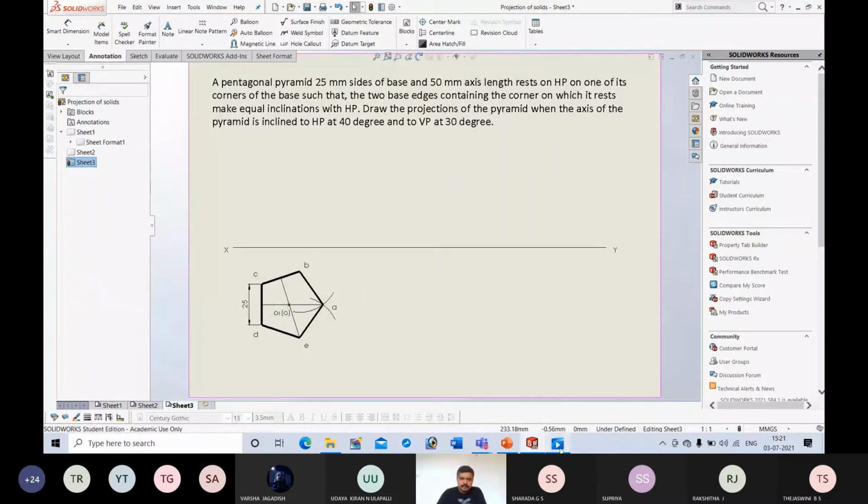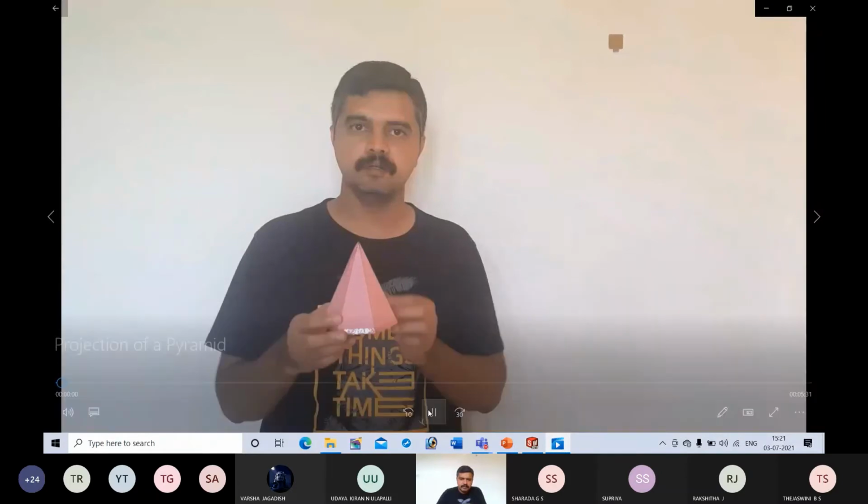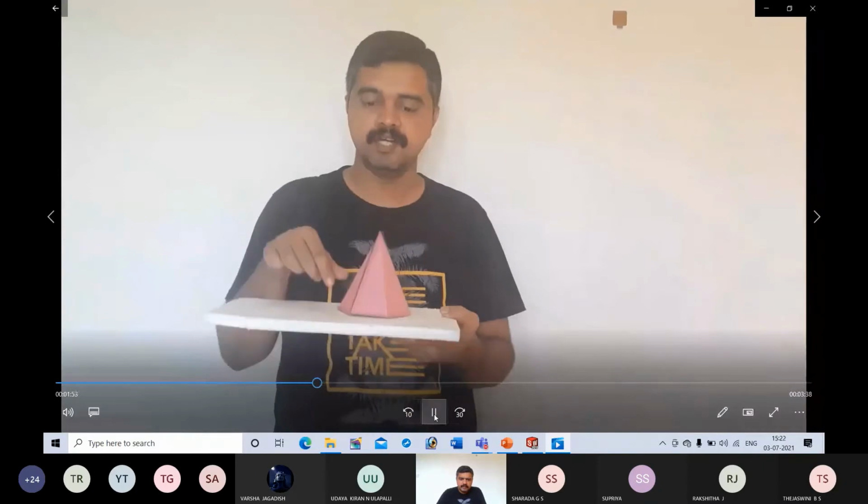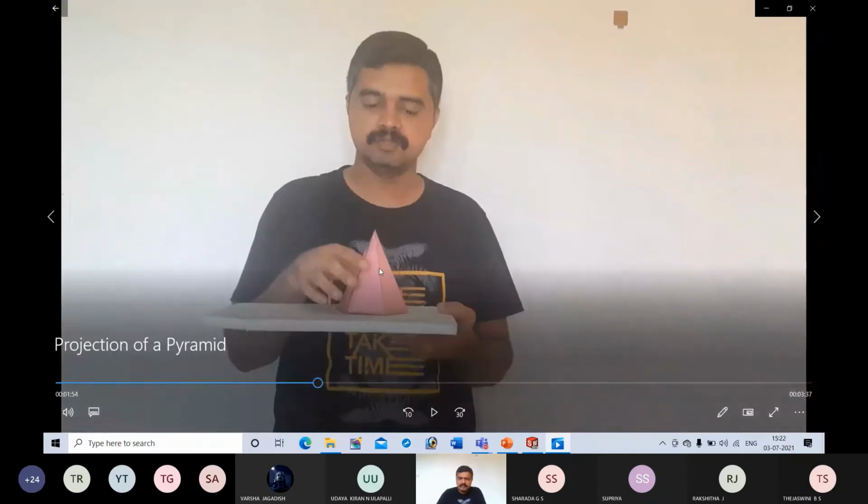Okay. So now in this video you can see, I will show you. Initially, we will keep the pyramid like this. That means pyramid will be kept on HP. So this is the base of the pyramid. It is completely kept on HP. Okay, so these are slant edges and these are slant faces. Now, if you look from top, you can see this apex, whereas center of base from top you cannot see. That is the meaning.